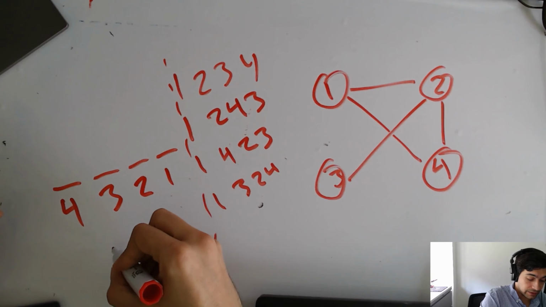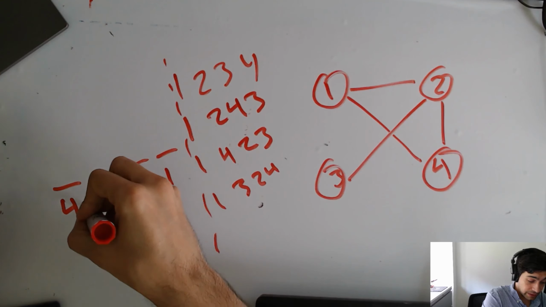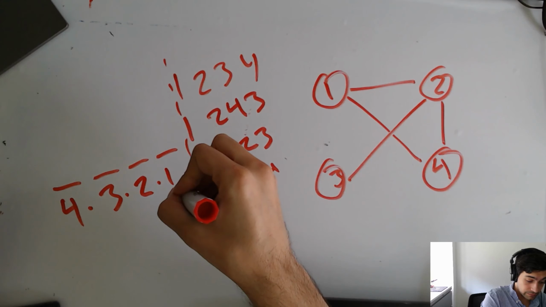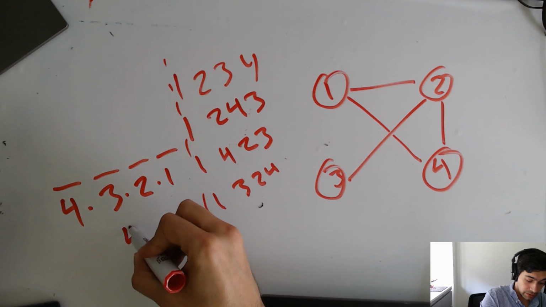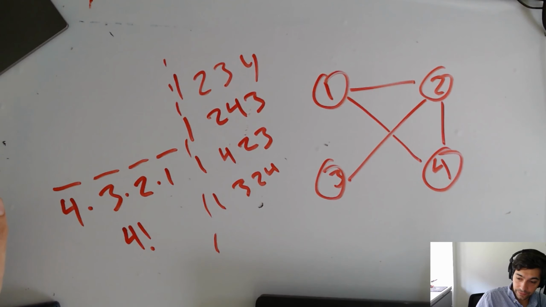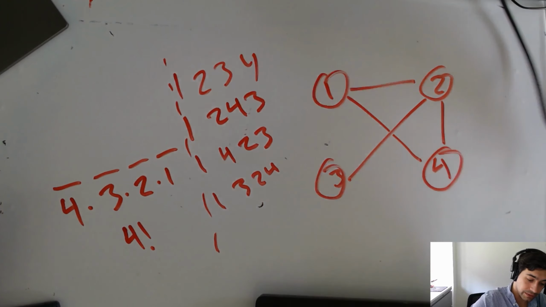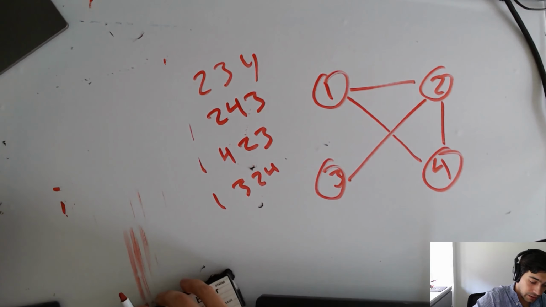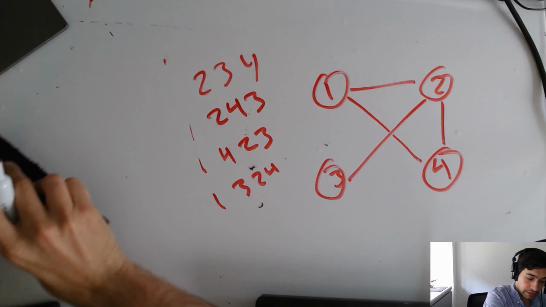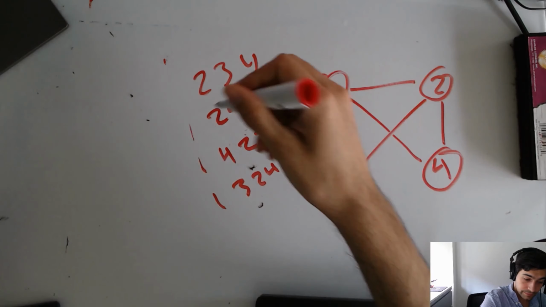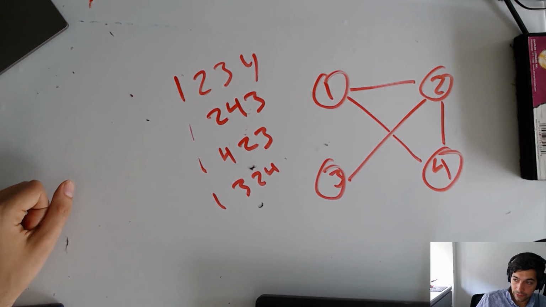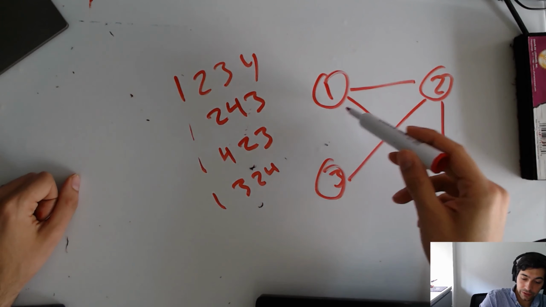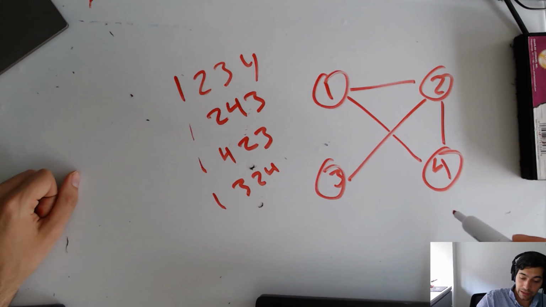So the total number of options is 4 times 3 times 2 times 1, or 4 factorial. We have 4 factorial possible permutations of the list of nodes, right? So 1, 2, 3, 4. We already decided that one's no good.